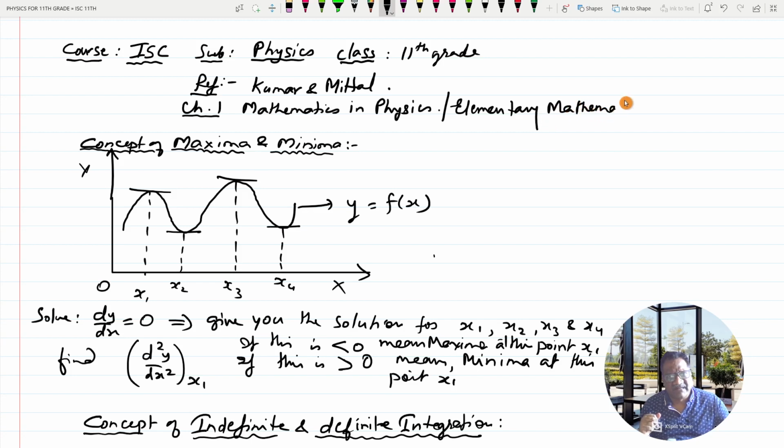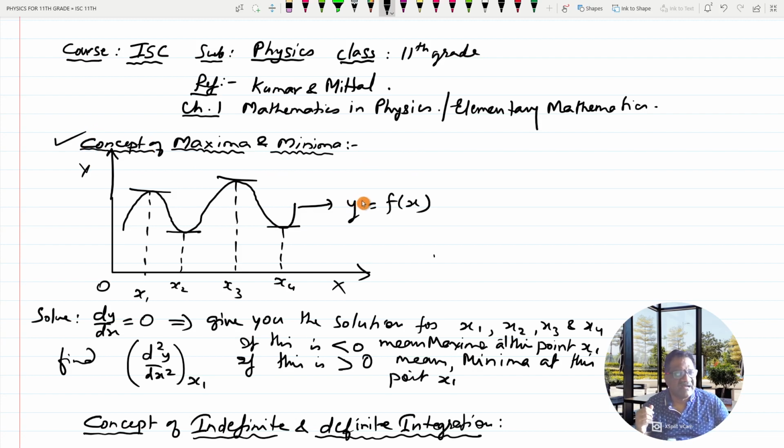Elementary mathematics. In the last video, I had explained many of the mathematical concepts which are used in physics, and I ended the previous lecture with the derivative, how the derivative is used in physics. In extension to that, I'll continue with today's session. Today we are going to start with a new concept called the concept of maxima and minima.